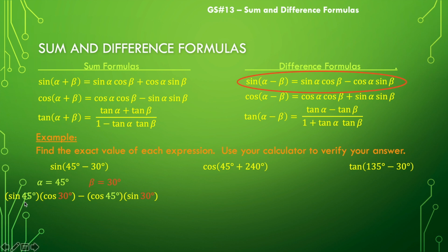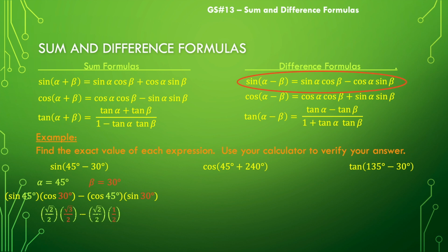The sine of 45 degrees times the cosine of 30 degrees minus the cosine of 45 degrees times the sine of 30 degrees. Okay, so now I'm going to take each of these individually and evaluate them. The sine of 45 degrees is the square root of 2 over 2. The cosine of 30 degrees is the square root of 3 over 2. And then we're going to subtract from that the cosine of 45 degrees, which is the square root of 2 over 2 again, and the sine of 30 degrees, which is 1/2.